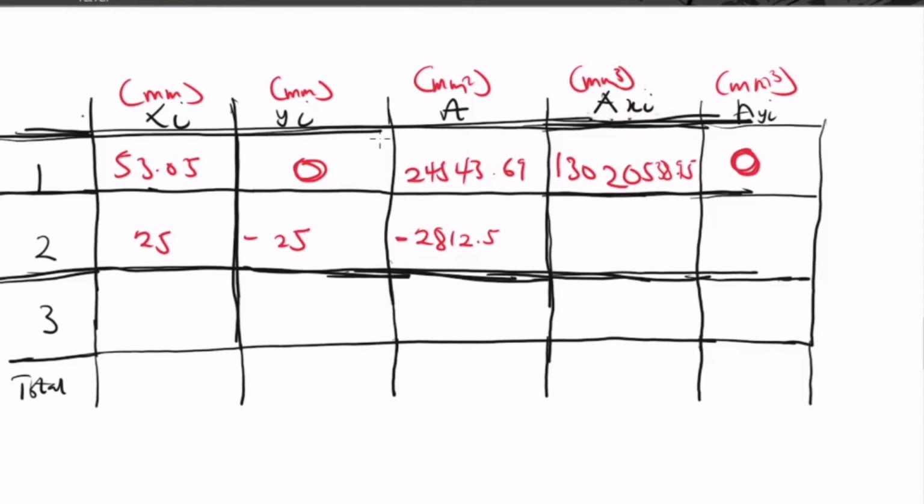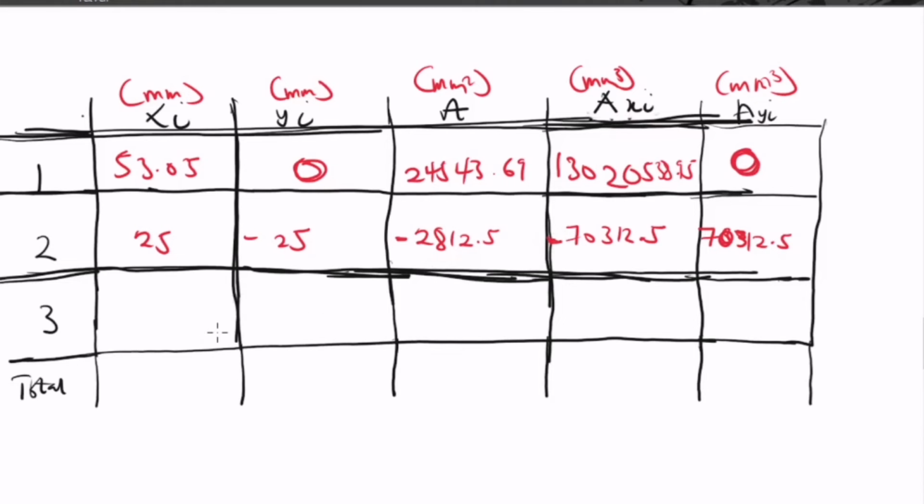So then we are going to find Axi. I'm going to multiply this by that. And when you multiply by that, you're going to get negative 70312.5. And then we are going to multiply the negative by the y, which will give you the same answer, but in this case, it's positive, right? 70312.5. Yes, right. Let's move on to the third one.